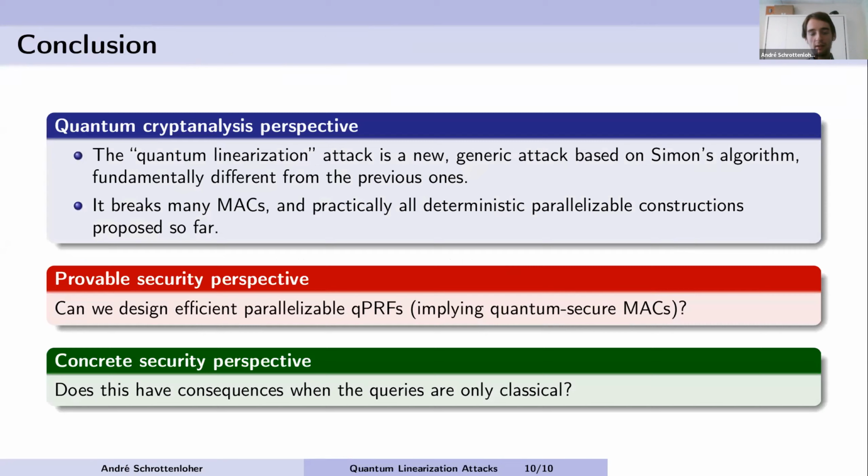So you can see this really from a cryptanalysis perspective. It means that we're able to break, in the superposition model, of course, many MACs. From a provable security perspective, it's an interesting question to know how we could overcome this, to create secure designs, and in that case, secure parallelizable quantum pseudo-random functions. And we also don't know if this has consequences when you make only classical queries, so that's an interesting open question.